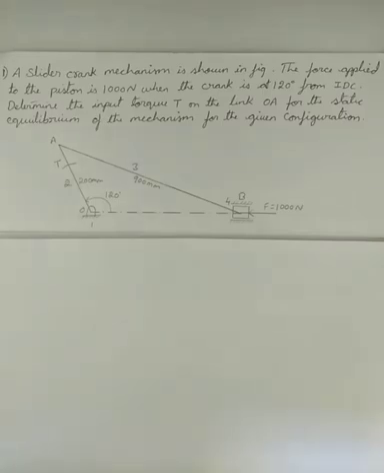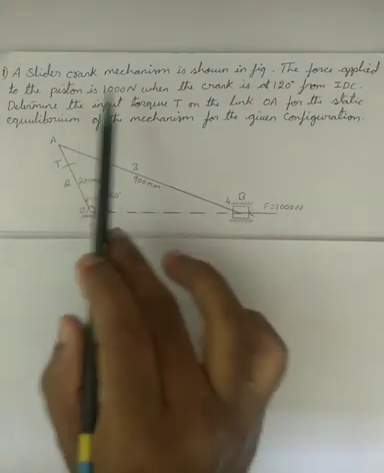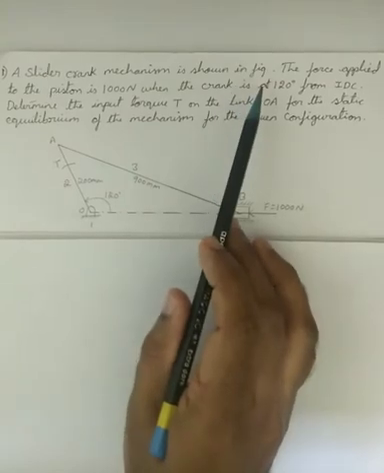So last class I explained the free body diagram. Now I will explain the problems related to the static force analysis of a slider crank mechanism. So let's see the first problem in that. A slider crank mechanism is as shown in figure.